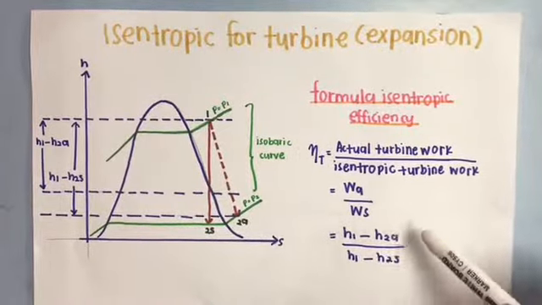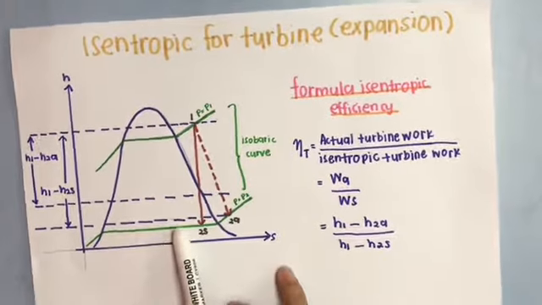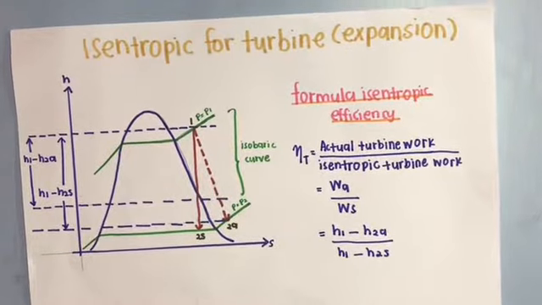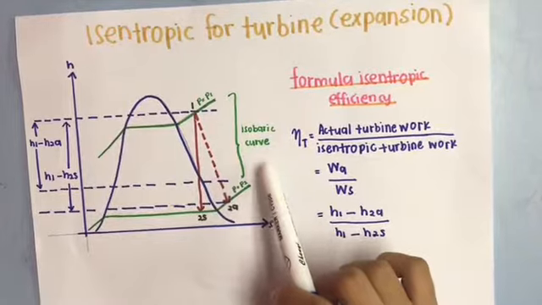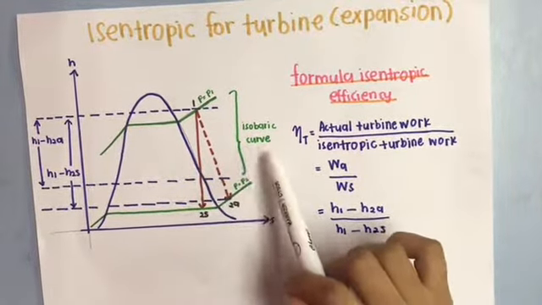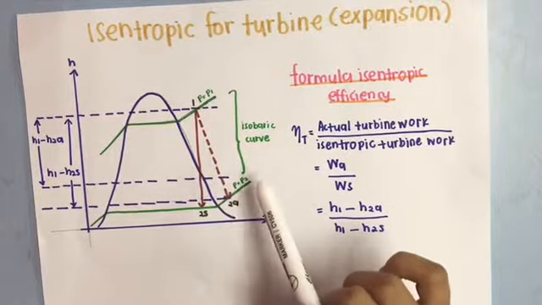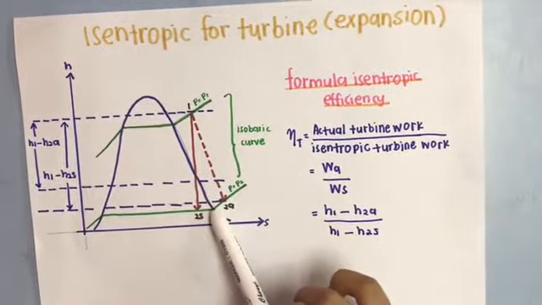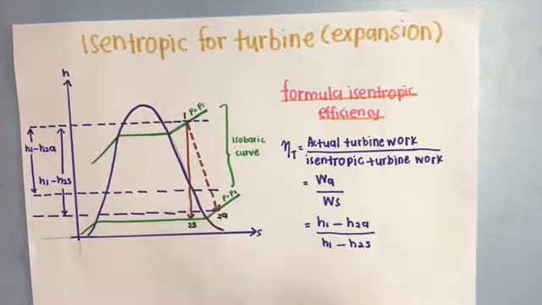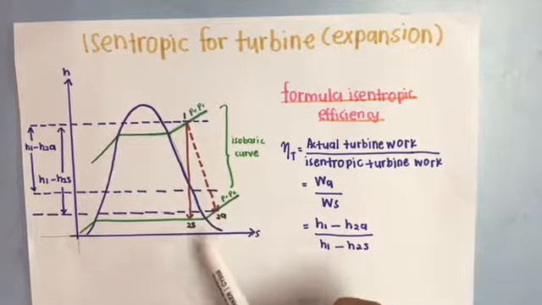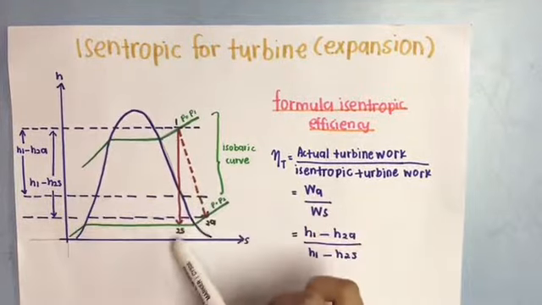How we get this equation is from the graph. Let's take a look at the HS diagram. First, we can see that there are two isobaric curves. We take it as superheated vapor that expands in the turbine. Expanding in the turbine means that the expansion process is doing work to the outside and its enthalpy will decrease.